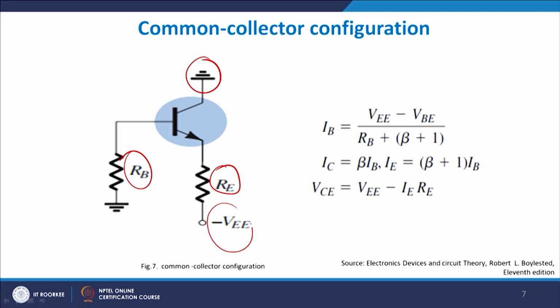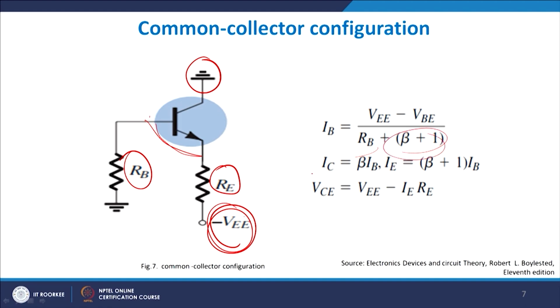RB is the base resistance and RE is the emitter resistance, and we apply a minus VEE here in order to bias the device into the active region of operation. Now if you look very carefully here, IB, the base current, will be equal to VEE minus VBE, which is the voltage drop across this, divided by RB, which is the resistance here, plus beta plus 1, which is the effective value of alpha, which you see.